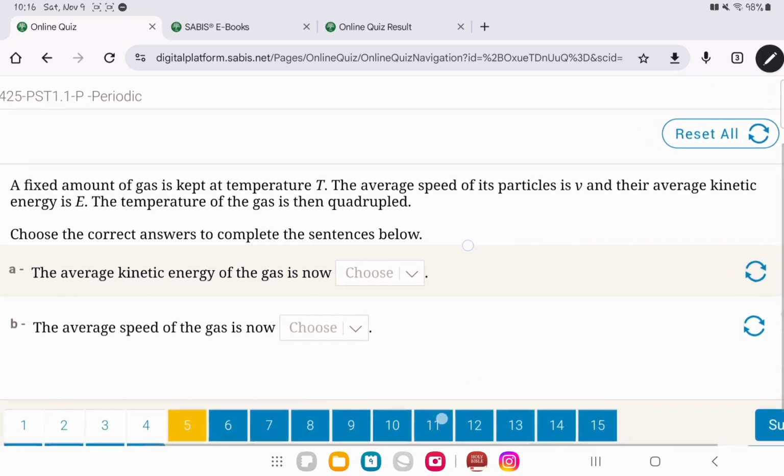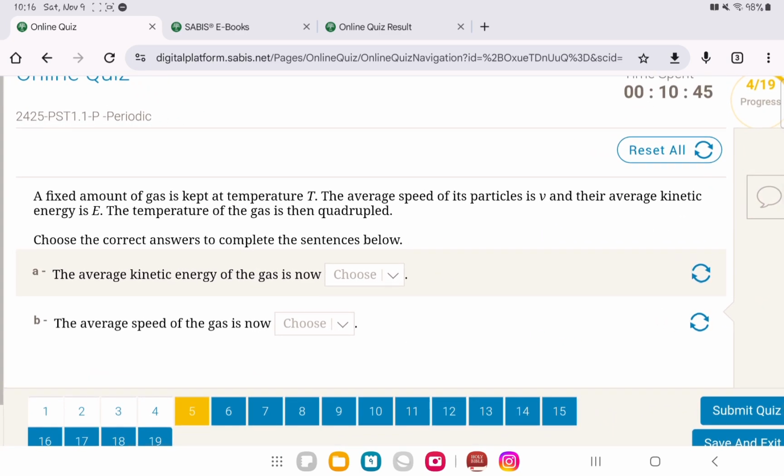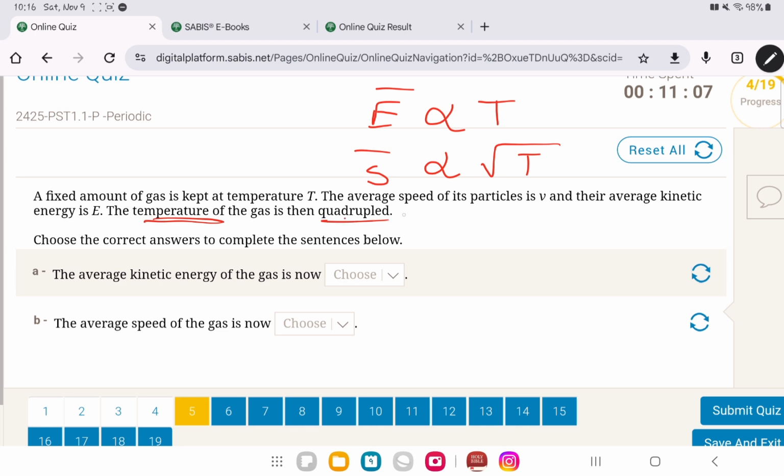Now we move to question number 5. A fixed amount of gas is kept at temperature T. The average speed of its particles is V and their average kinetic energy is E. Okay, so E, we know, is directly proportional to T, average energy, and their average speed is directly proportional to the radical of T. So the average kinetic energy, they told us what? The temperature of the gas is quadrupled.